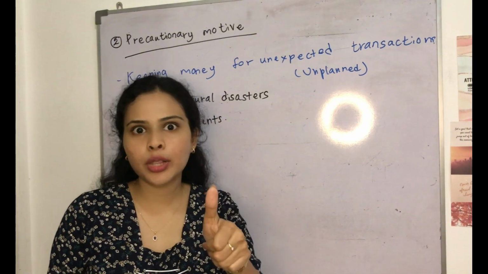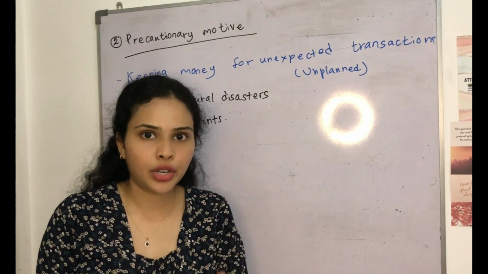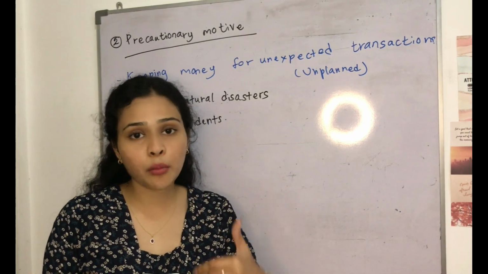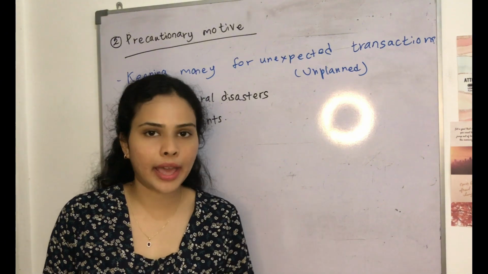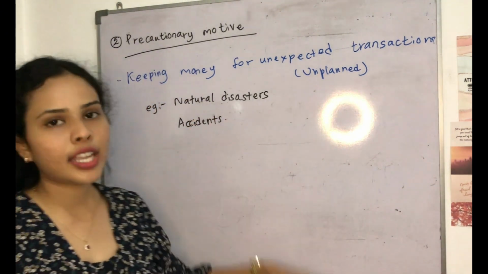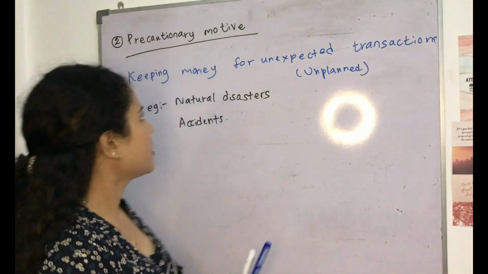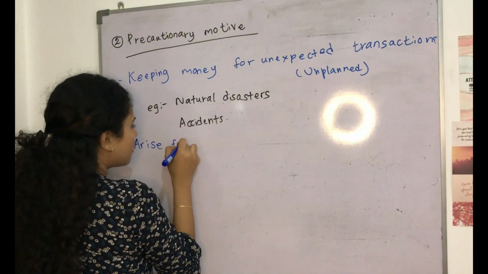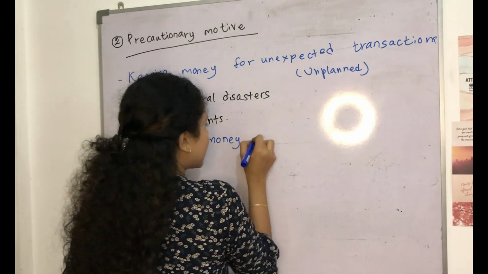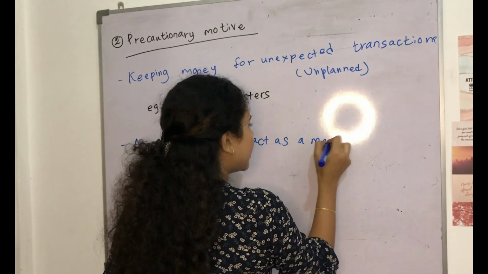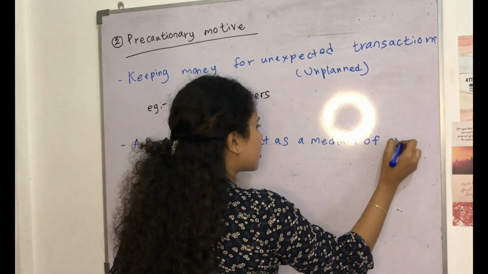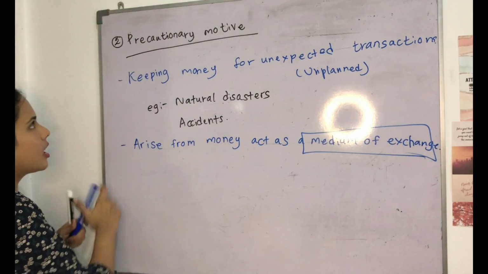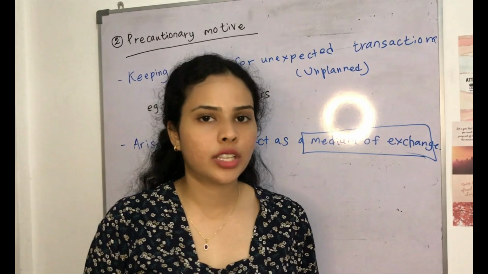You know you will be hungry. You will be in need of food. You know you will be in need of transportation to go from home to your workplace and to come back. Likewise, this is for unexpected transactions. So this motive, precautionary motive, also arises from money acting as a medium of exchange. Because money acts as an intermediary in transactions, people demand money on precautionary motive.